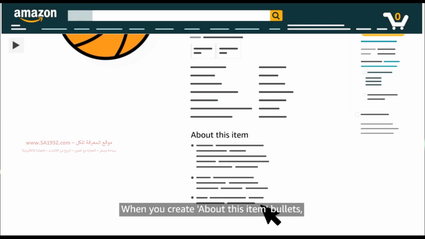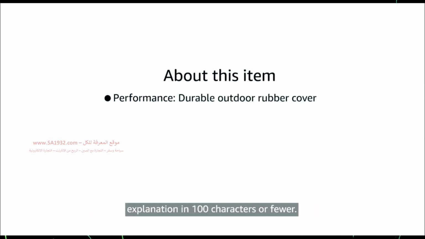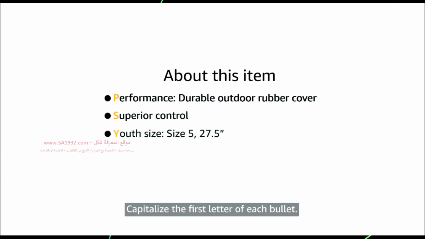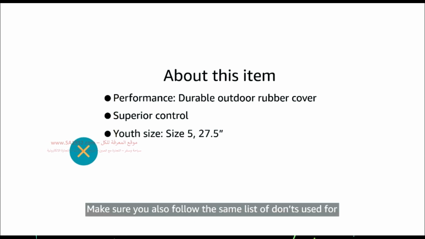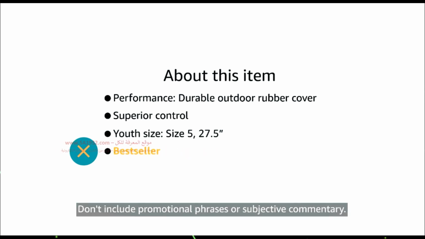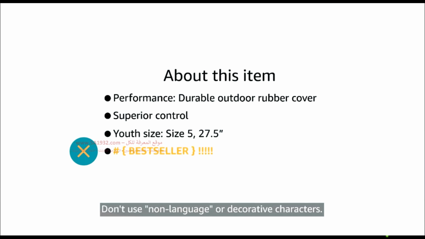When you create About This Item bullets, start with a 1 or 2 word description, then offer an explanation in 100 characters or fewer. Use fragments. No need to write full sentences. Capitalize the first letter of each bullet. Make sure you also follow the same list of don'ts used for product titles. Don't include pricing or quantity information. Don't include seller-specific information. Don't include promotional phrases or subjective commentary. Don't use all caps. Don't use non-language or decorative characters.